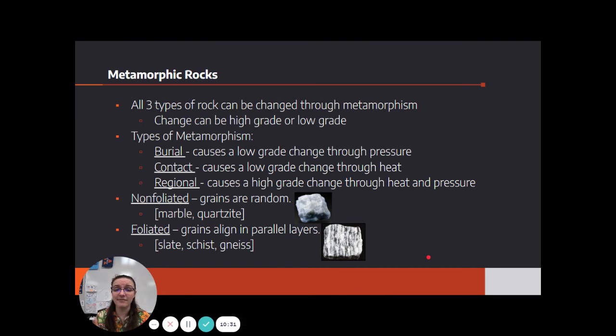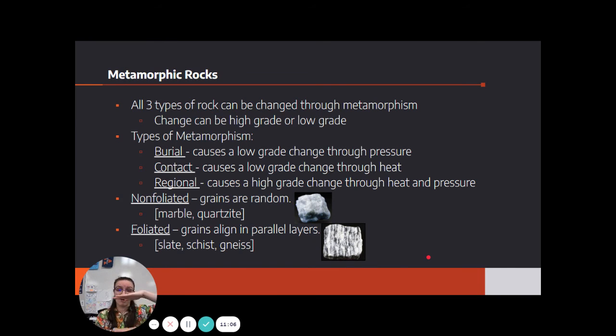So any kind of rock can go through metamorphism. Sedimentary, igneous, or metamorphic can feel heat or pressure and change into a different kind of rock. It can change the size, the shape, the color, the way the atoms are arranged, all sorts of different things about the rock. And it can be a high grade or low grade change. It can be a very big change, lots of properties of the rock change, or it can barely change at all. There are three types of metamorphism.